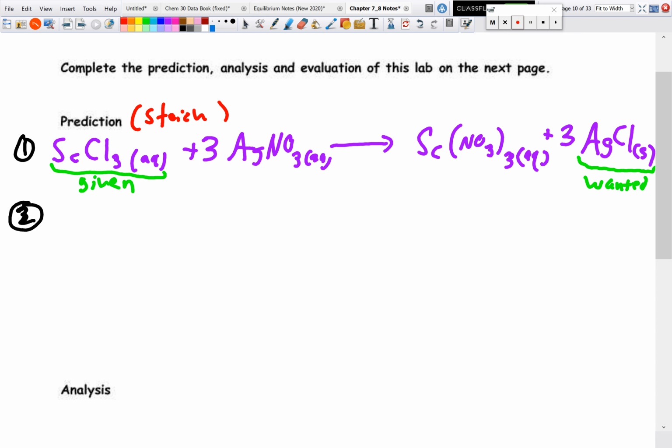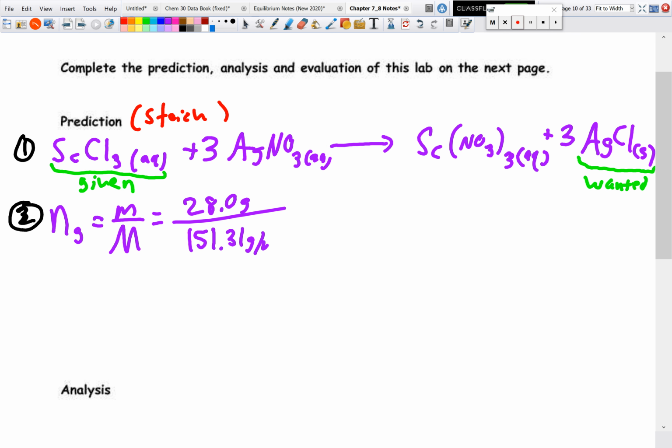You can write this above if you want to, but I'm just going to use the molar masses when I need to. So our step 2 is find the number of moles of our given. The number of moles of our given is equal to mass over molar mass. Our mass was 28.0 grams. Now the molar mass of scandium chloride, ScCl3, is 1 scandium and 3 chlorines. When you add that, you get 151.31 grams per mole, and we get a number of moles of 0.185051 moles. So then we move on to our step 3. Our step 3 is find the number of moles of our wanted using our mole ratio.